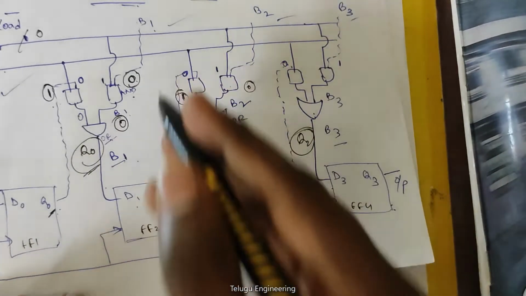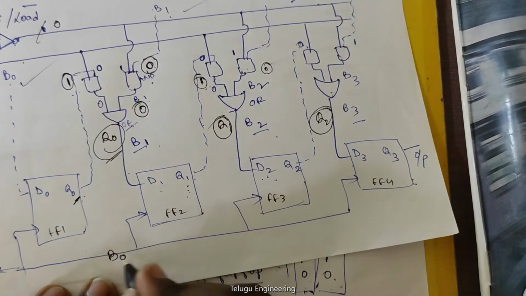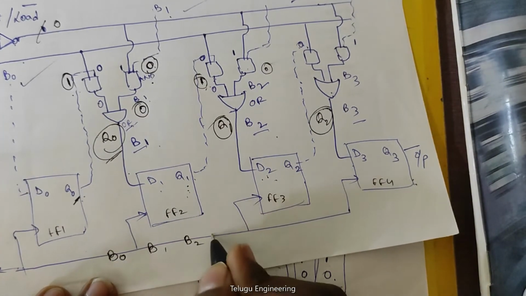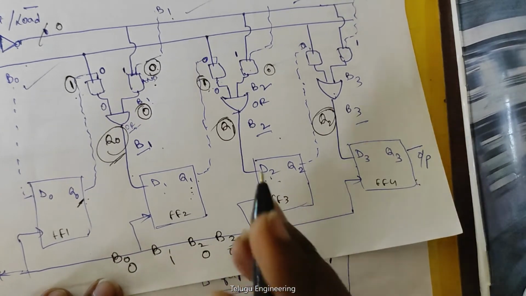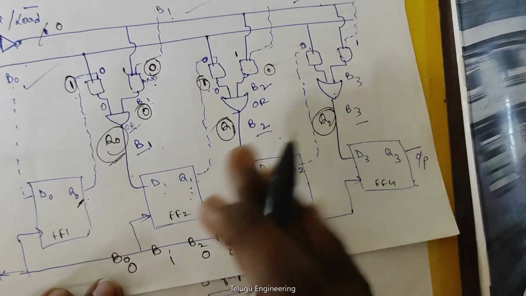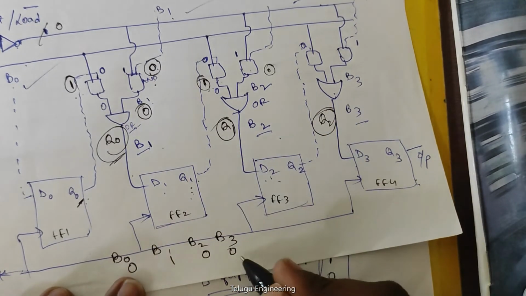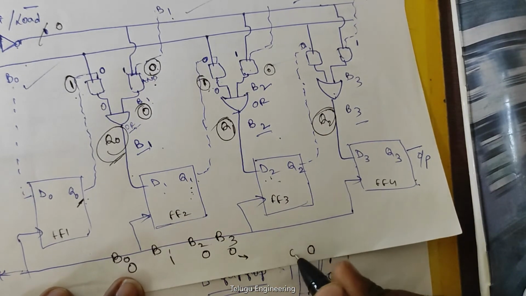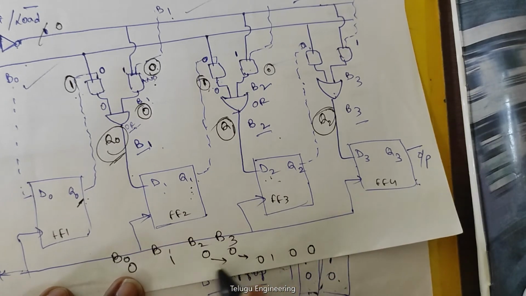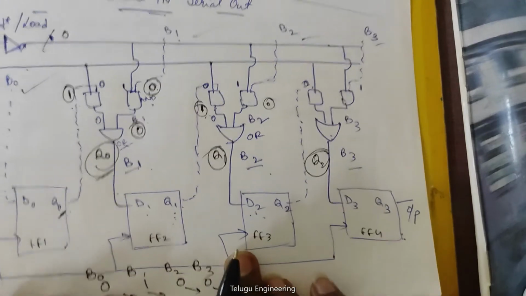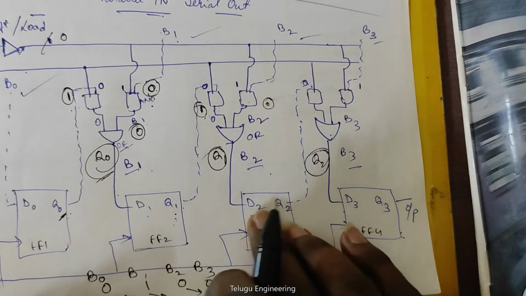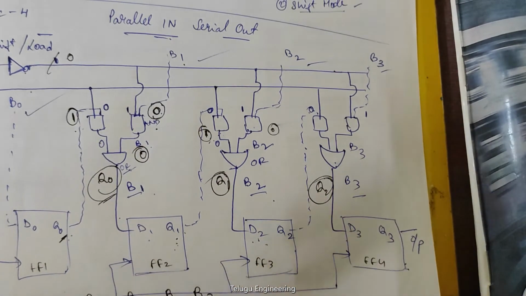Consider an example where B0, B1, B2, B3 values will be 0, 1, 0. So this is basically your right shift. This is a shift right register. So it shifts as 0, 0, 1, 0, shifting to the right. Similarly, your right shift operation will be operated here. So this is basically about parallel in and serial out.